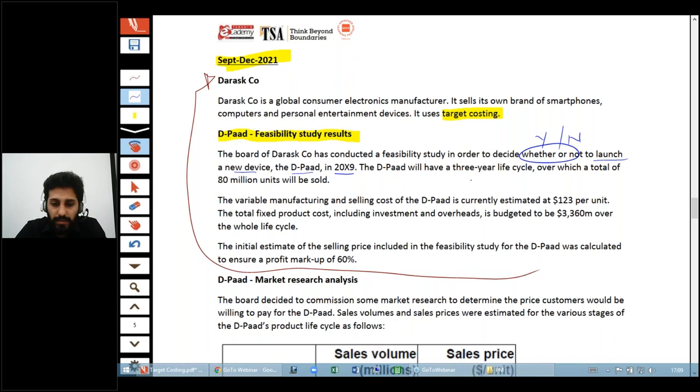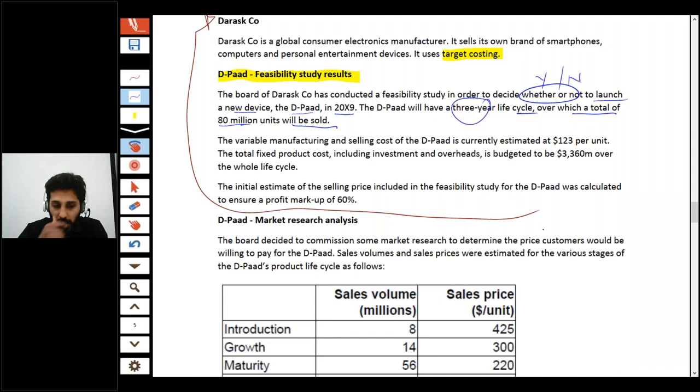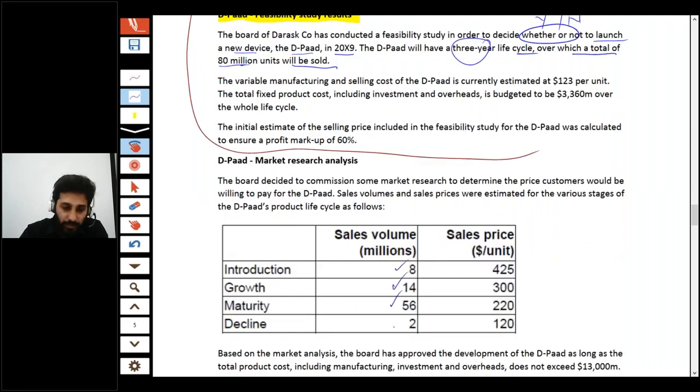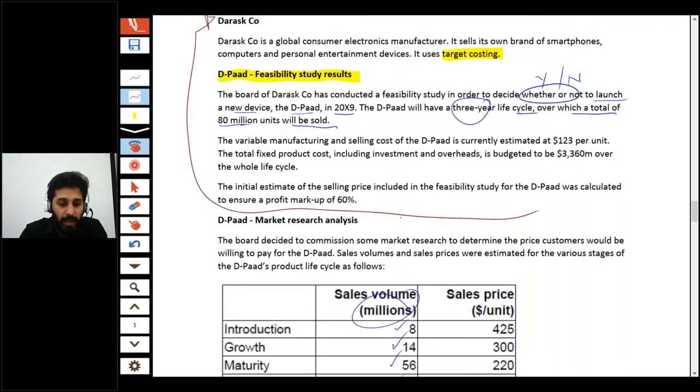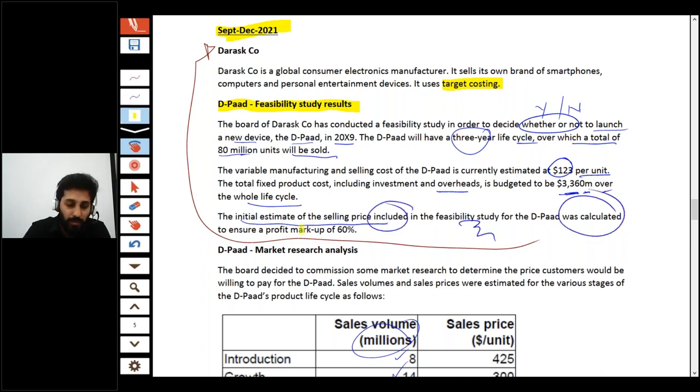The D-pad will have a 3 year life cycle over which a total of 80 million units will be sold, and you can see it there, in millions. Now, the variable manufacturing and selling cost is currently estimated at 123 per unit. The total fixed cost, including investment and overhead, is budgeted to be 3360 million over the whole life cycle. The initial estimate of the selling price in the feasibility study was calculated to ensure a profit markup of 60%.